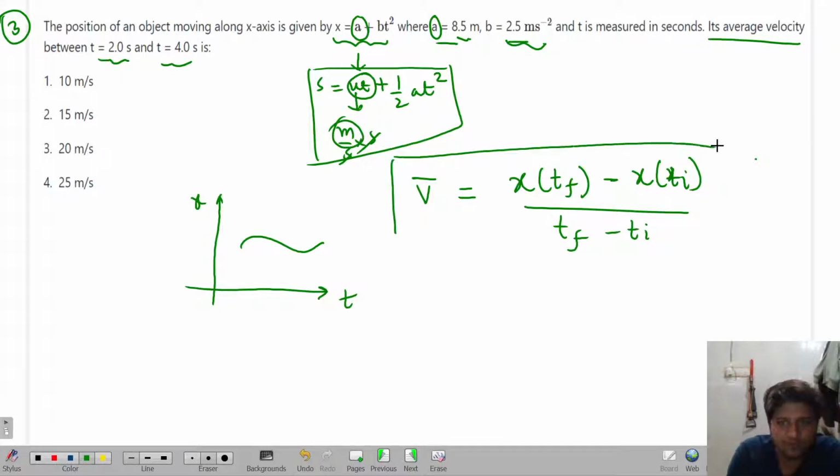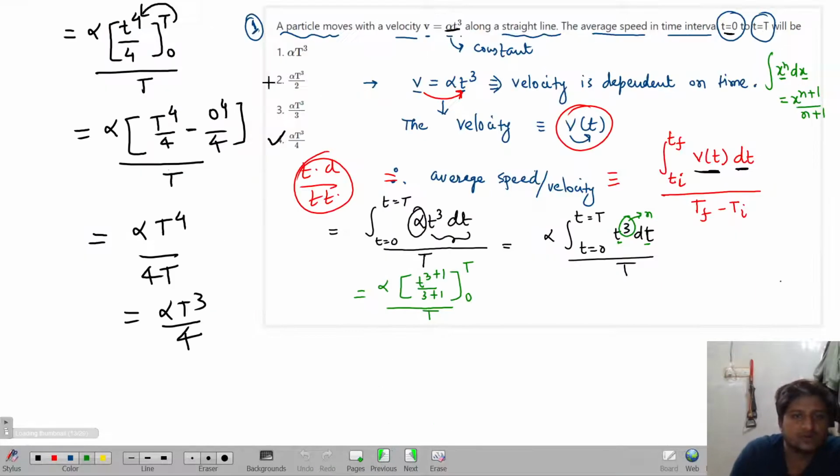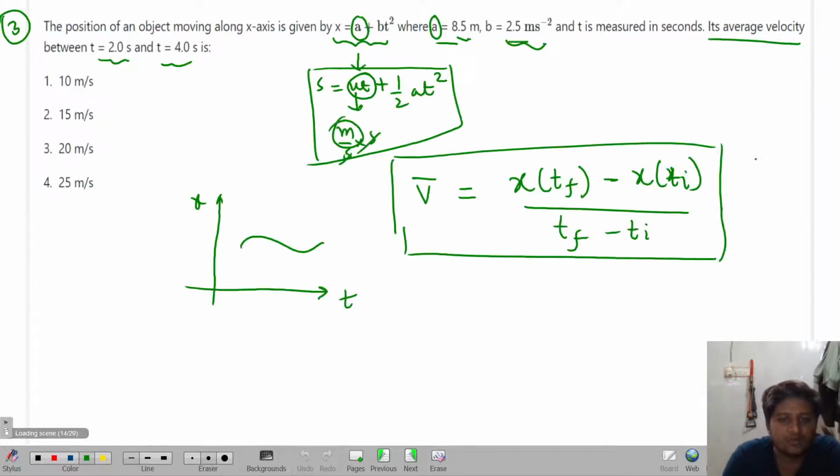So a special formula is there for solving these kinds of questions. The previous question had velocity dependent upon time. Here I have position dependent upon time. When you have position dependent upon time, you calculate the displacement for the final time, then the displacement for the initial time. You subtract them, then the denominator is final time minus initial time. If you do it, you will definitely be able to get the answer.